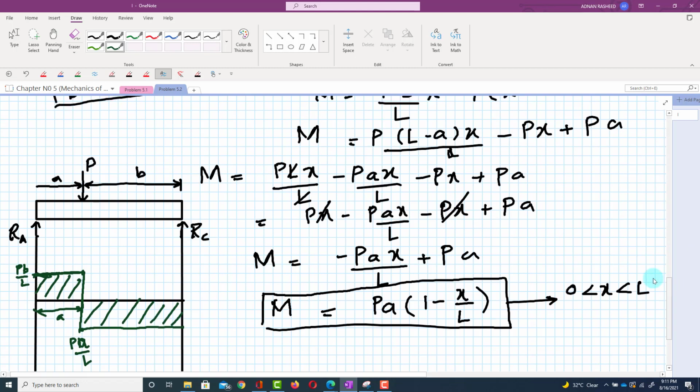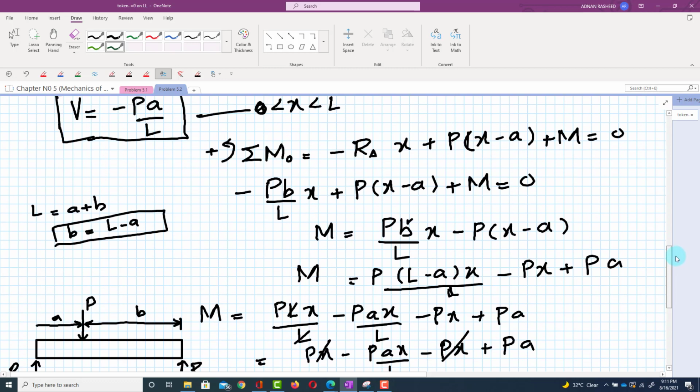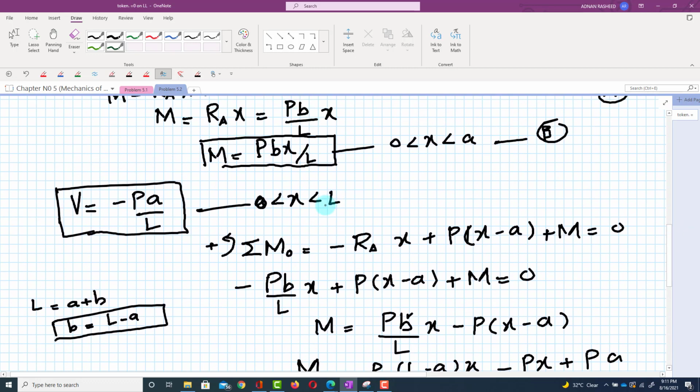Again, let me correct it. It is greater than a but less than L. And similarly, greater than a and less than L. Now we will move toward the bending moment diagram.